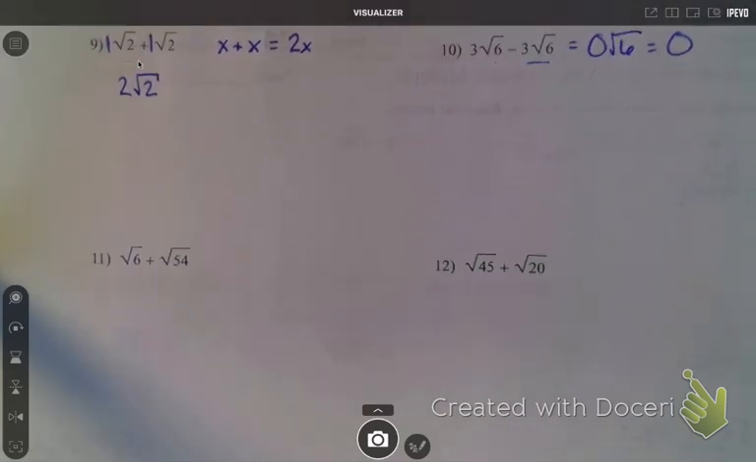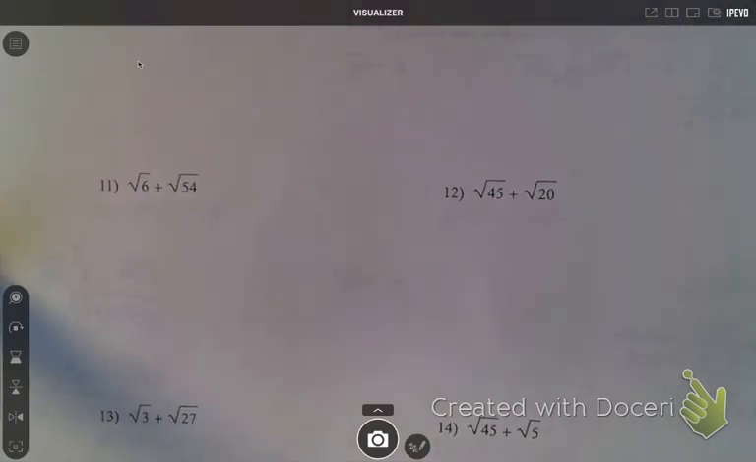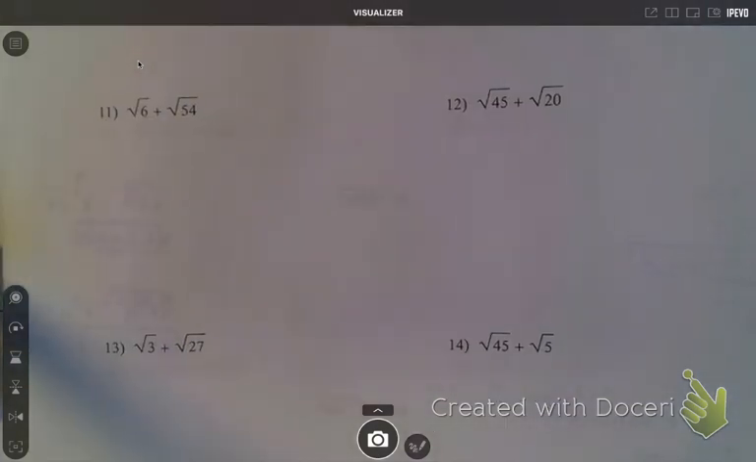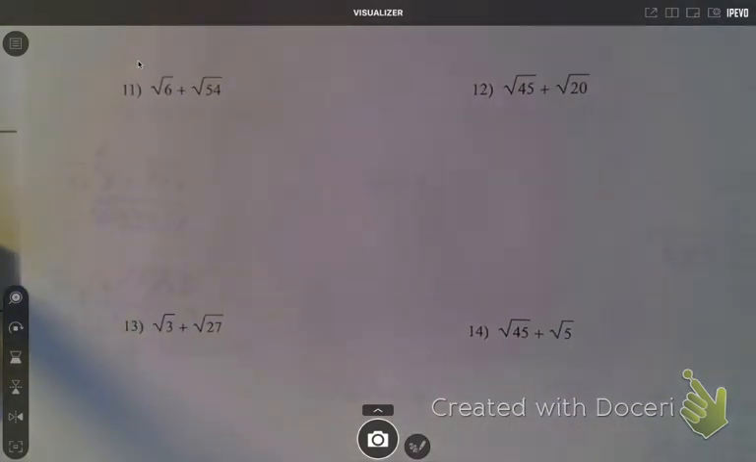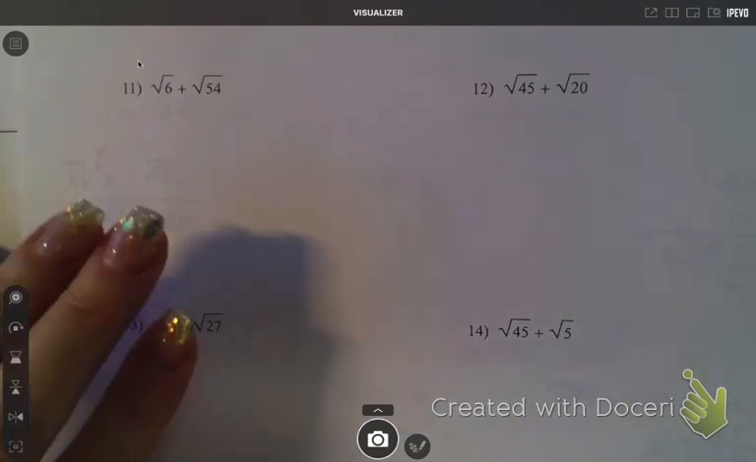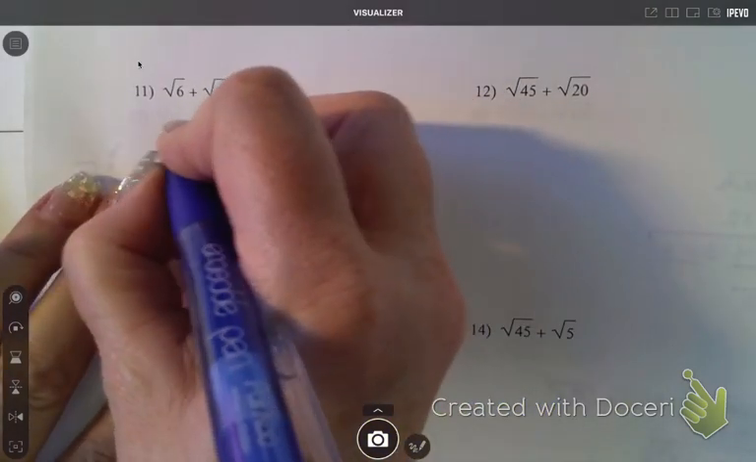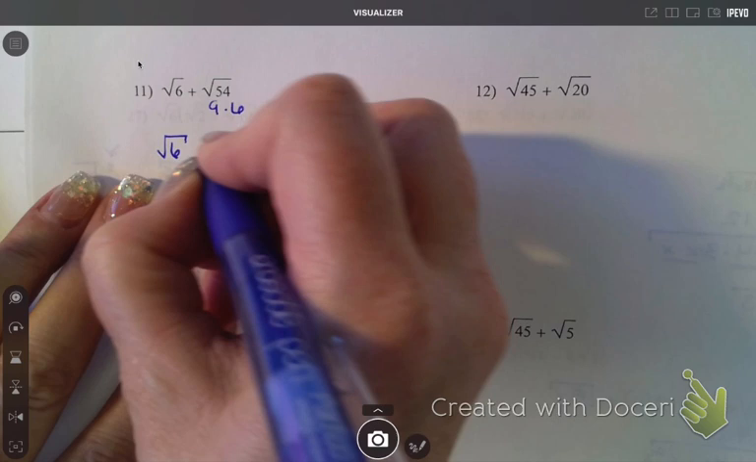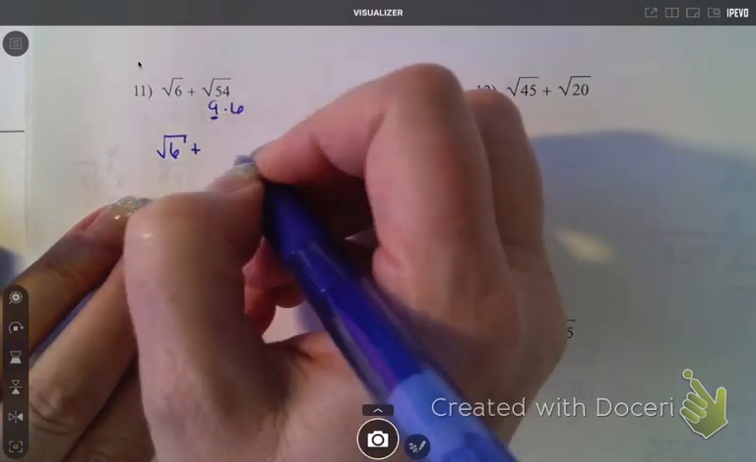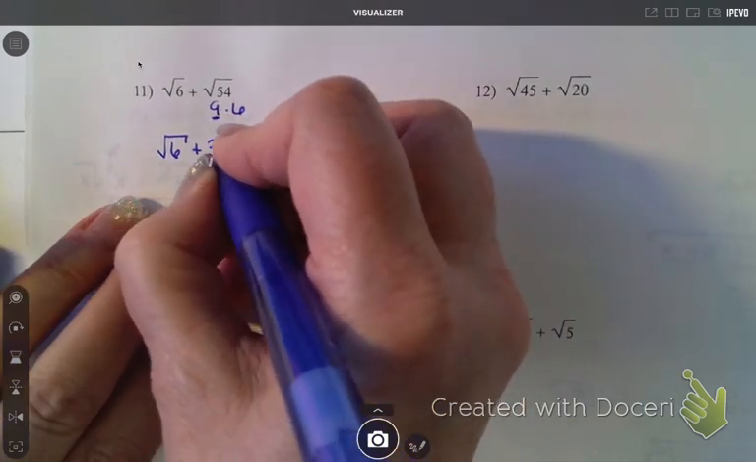Okay, 11. What's my problem with 11? They're not like. Not the same. But is 54 simplified? No. So guess what I have to do first? Simplify. Okay, so perfect square in 54. 9. Okay, so 9 times 6, yes? So the square root of 6 plus, what's the square root of 9? 3. So 3 square root of 6.